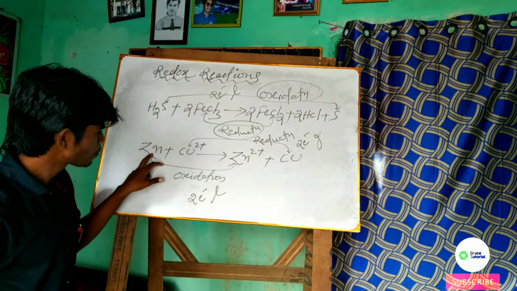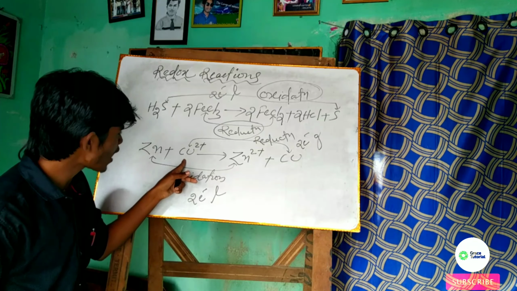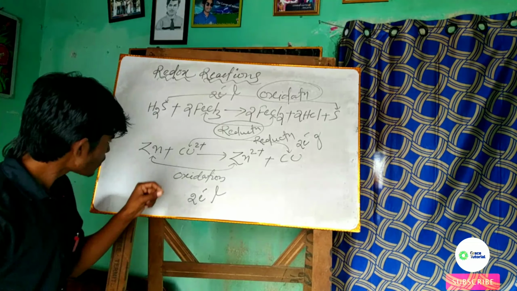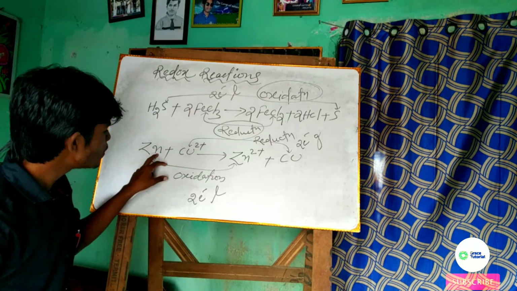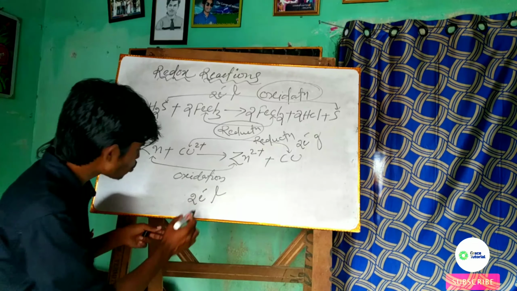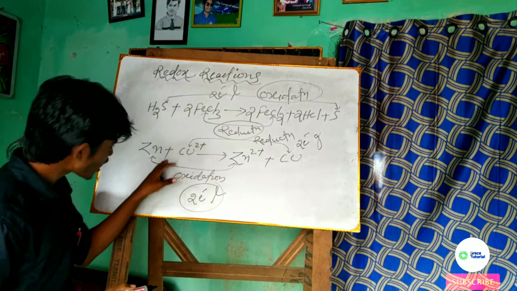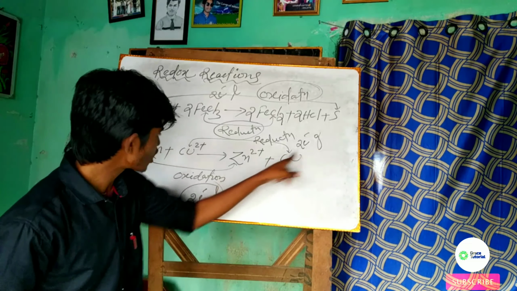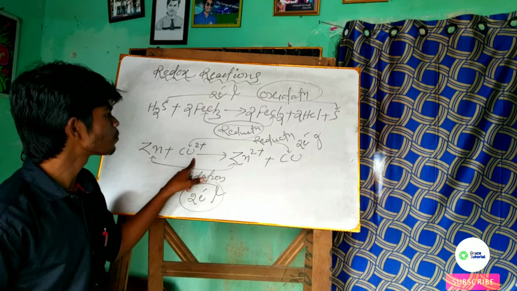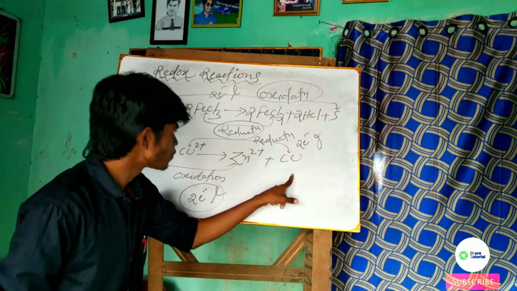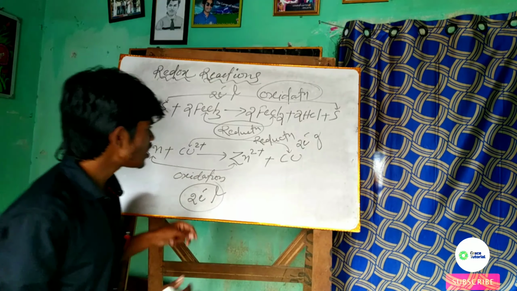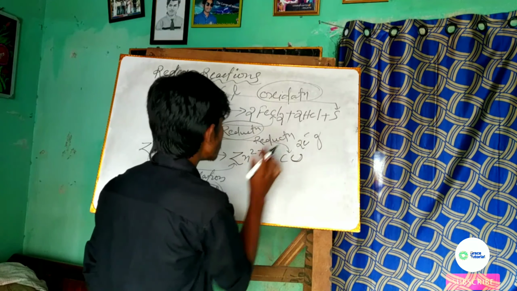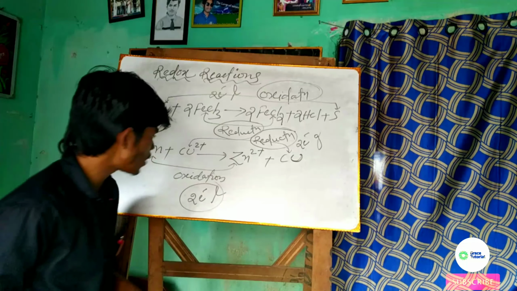We have zinc, and when this zinc reacts with the copper ion, what happens with the zinc ion as well as the copper? The zinc has been oxidized, losing 2 electrons. Losing the 2 electrons, the zinc has been oxidized to Zn2+. Similarly, gaining 2 electrons, the copper Cu2+ has been reduced to Cu. That means reduction has taken place.